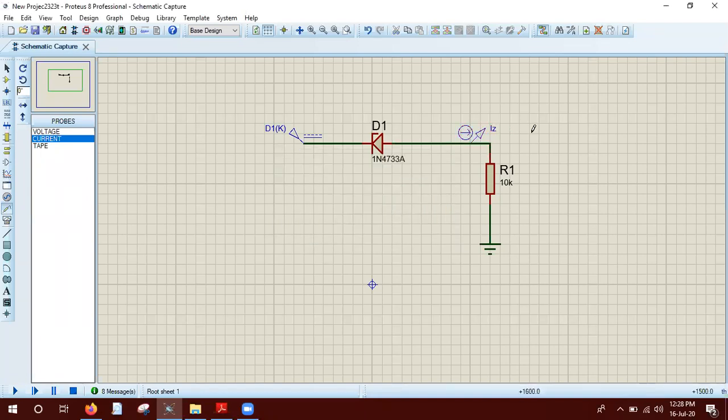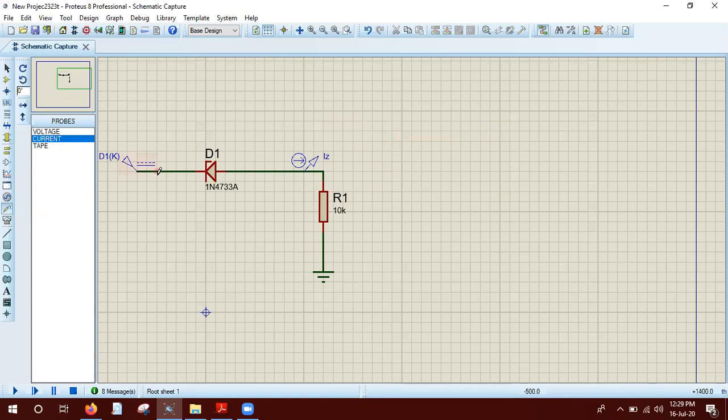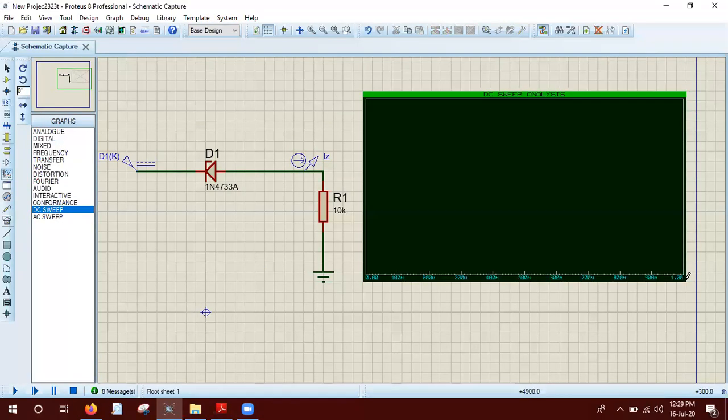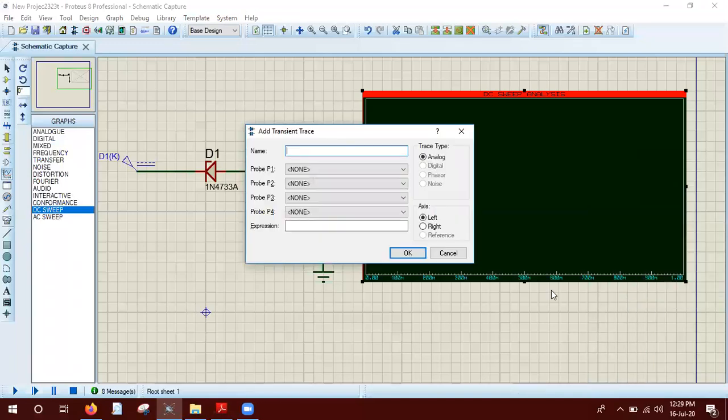Now we want to see, my student, what is the current condition of this Zener diode. So we'll go to the graph mode. Similarly, the DC sweep graph. In the first example, we showed how to drag and make a DC sweep graph. We get it. Next, we'll right click and go to add trace. We need to add that probe IZ.